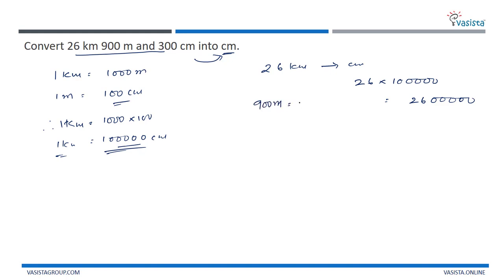And as well as 900 meters is equal to how many centimeters? We know that 1 meter is equal to 100 centimeter. So 900 meter is nothing but 900 into 100, which is 9 with 4 zeros, that is 90,000. This will become 90,000.